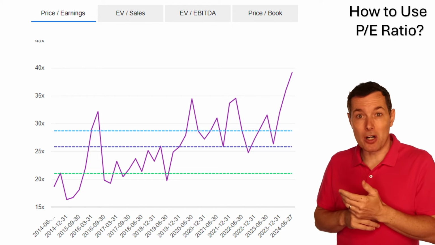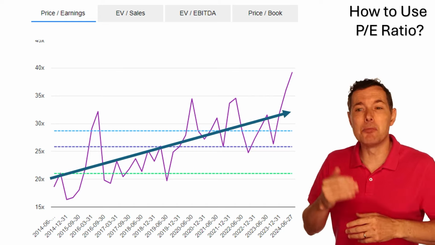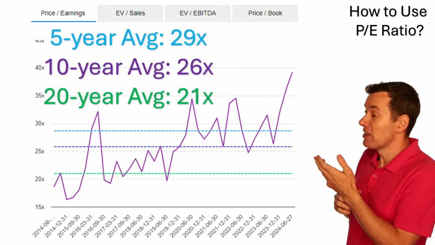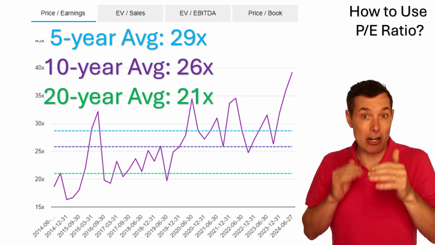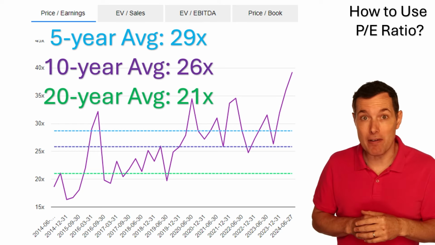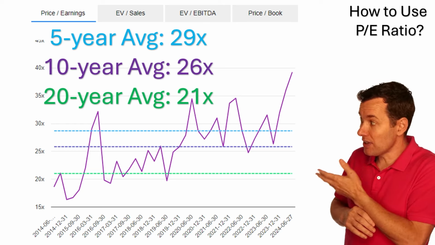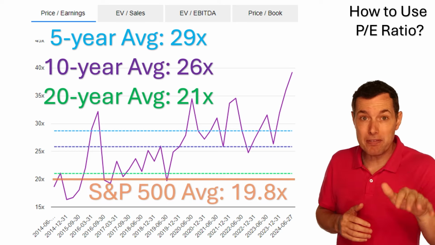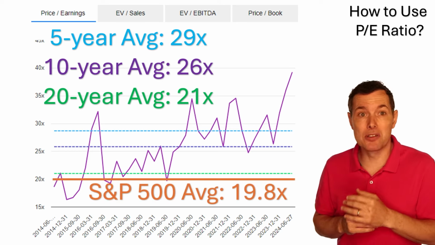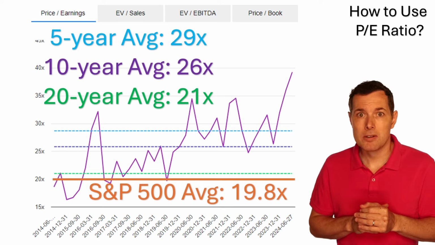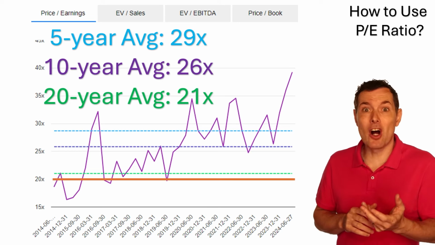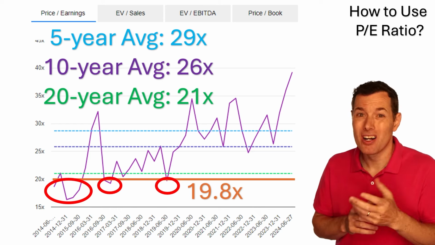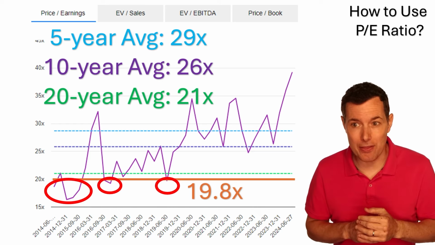Well, what about this stock? Clearly, the trend for this stock is moving higher. And when we look at the averages, none of the averages are at 20x like the S&P 500. In fact, this chart compared to the S&P 500 chart we saw was significantly lower. The S&P 500's average falls down here, again at about 20x. So clearly, if we wanted to buy this stock using the S&P 500 as our benchmark, we'd have very few opportunities to buy this.